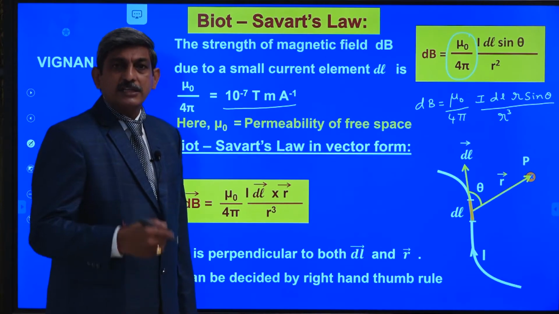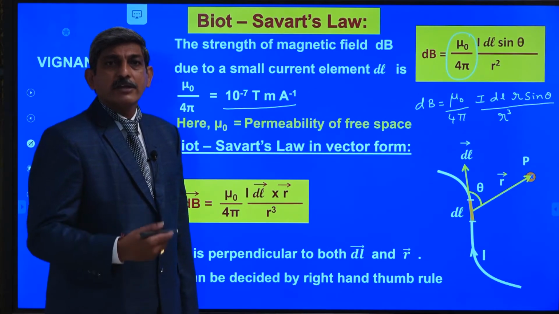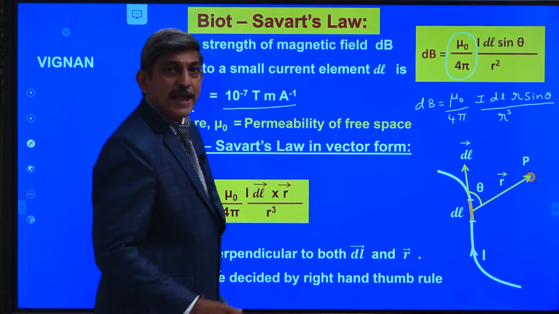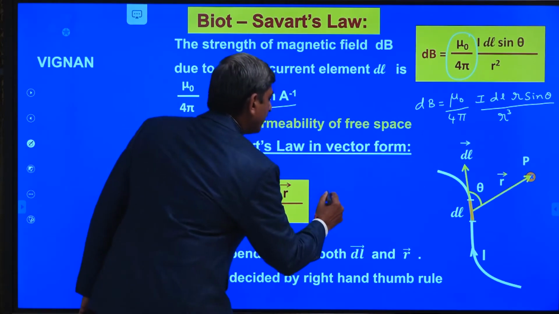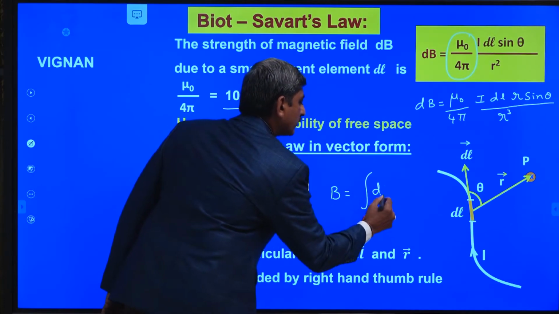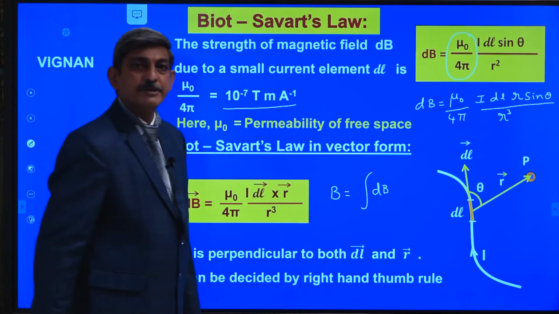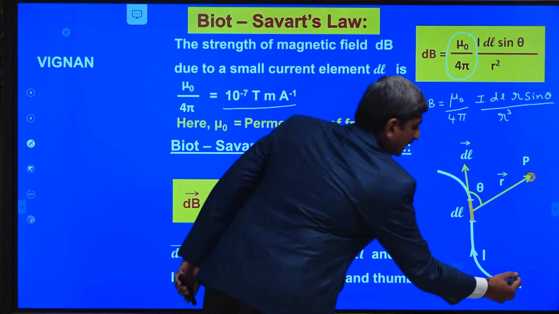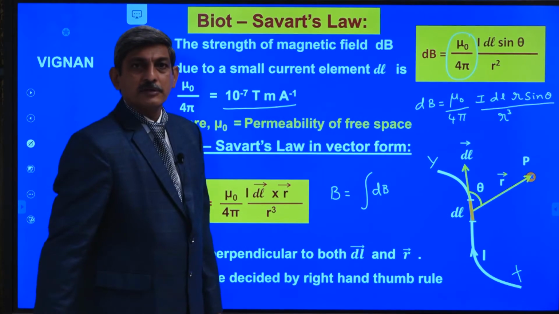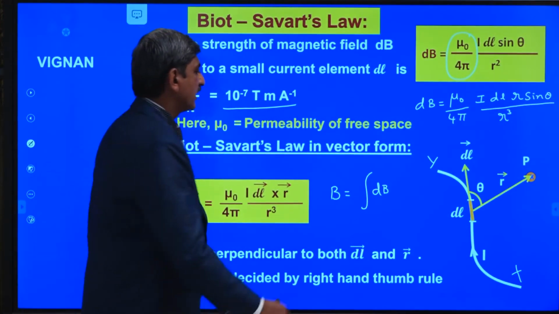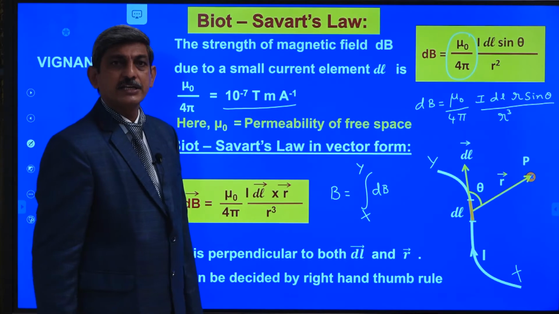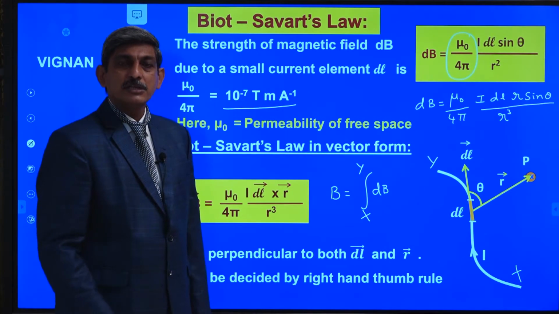Suppose we want to determine the magnetic field produced by the entire wire, what do we have to do? Here we studied the magnetic field produced by the small element. The magnetic field produced by the total wire can be determined by using integration, that is B is equal to integral dB. Here we have to take suitable limits for the integration. If the given wire is located between the limits x to y, then the limits of the integration are x to y. By choosing the proper limits, we can determine the magnetic field produced by the entire wire.